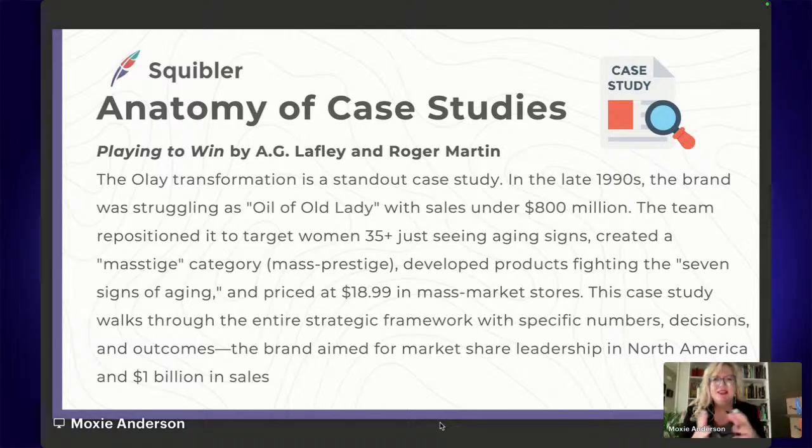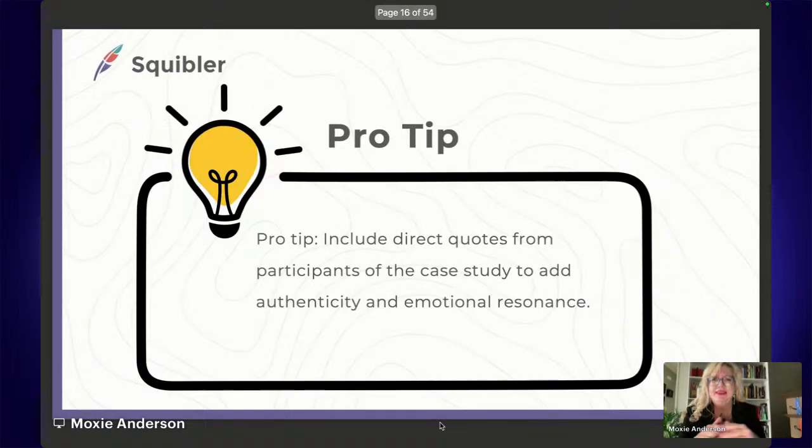And so the case study that Lafley and Martin use in this book walks through the entire strategic framework that Olay tried to use in rebranding their product. They include specific numbers, decisions, and then the outcomes, and how the brand aimed for a market share leadership in North America and grew to over $1 billion in sales. A pro tip here for case studies is include direct quotes where you can from participants of the case study to add authenticity and emotional resonance. Remember, if you do cite from other sources, you should keep the citation and make sure your quotes are accurate.